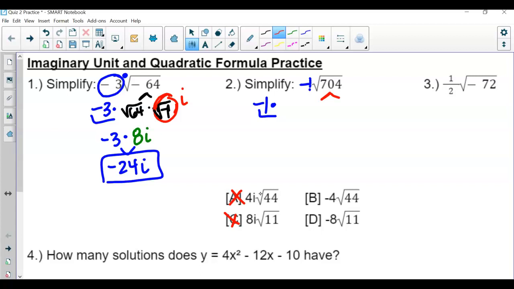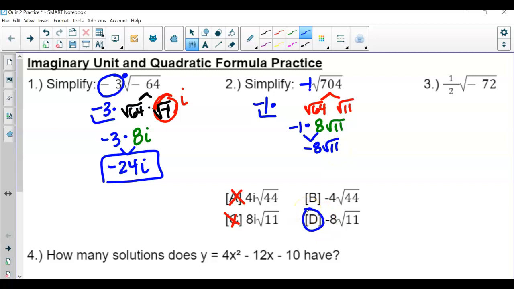Then when I break this apart, you end up with the square root of 64 times the square root of 11. And then so here, when I break that apart, the square root of 64 is 8. So 8 radical 11, but remember, right, we have to multiply that 8 by negative 1. So that's why this is negative 8 times the square root of 11, which is D.